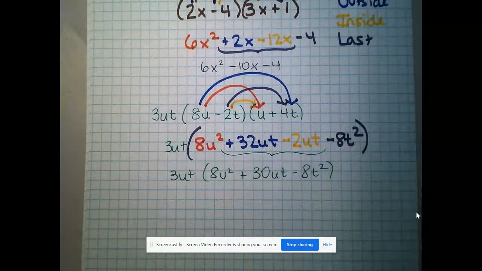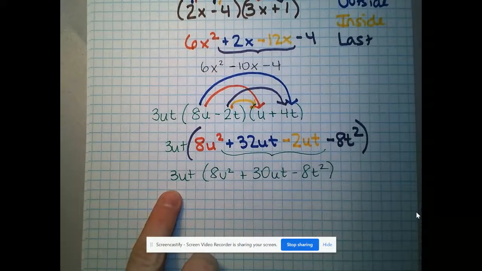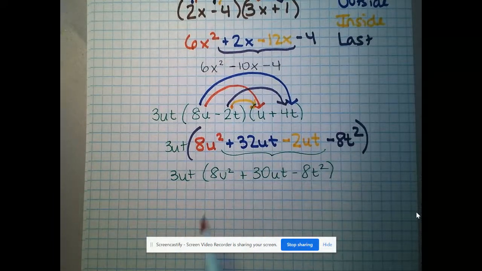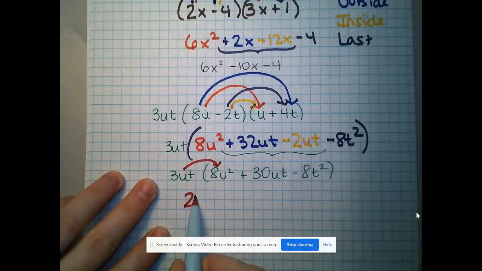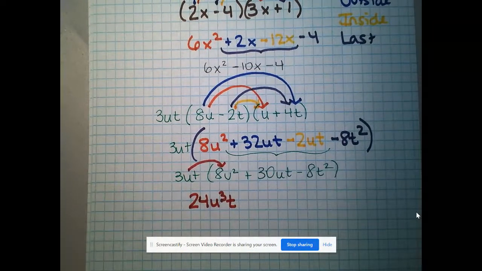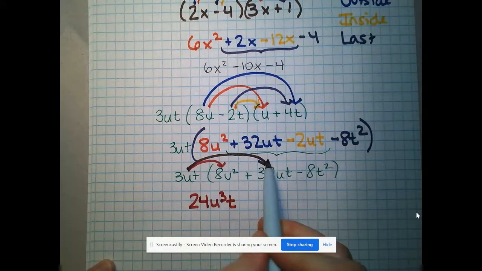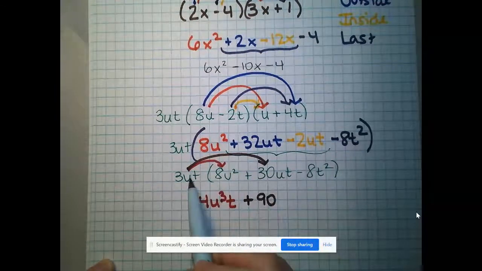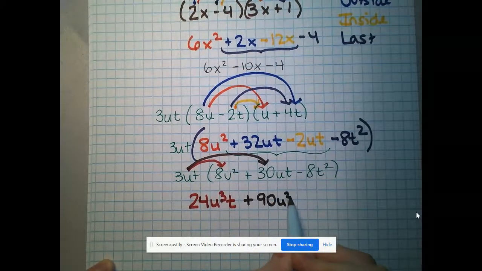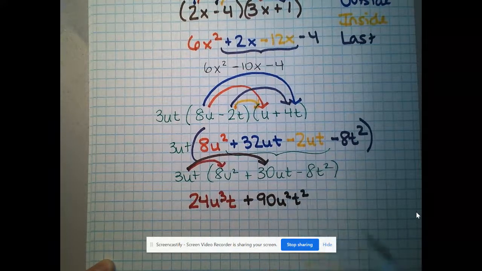The last step is to distribute that 3ut to everything inside the parentheses. And here's where you get the higher exponents. 3 times 8 is 24. u times u squared is u cubed, and there is a t. Next, 3ut times plus 30ut: 3 times 30 is 90. They were both positive. u times u is u squared, and t times t is t squared.